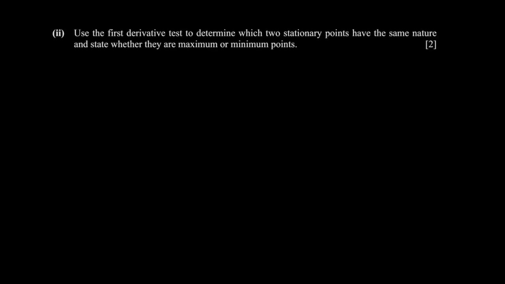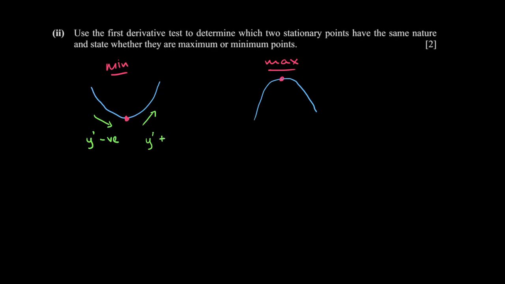So what's going on? Well, I think it's just best to consider what's happening with the actual curve itself. So here we've got a local minimum, and here we've got a local maximum. Now, let's consider the gradients on either side of the minimum and maximum. If I'm on the left-hand side of the minimum, then my gradient, dy/dx, has got to be negative. Whereas on the right-hand side, the gradient has got to be positive.